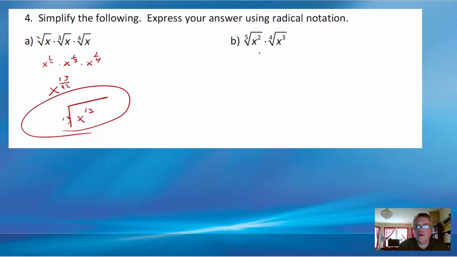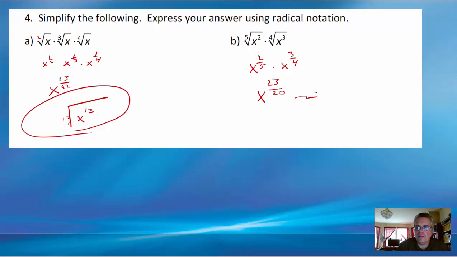On this one, let's convert this to exponential notation. This is x to the 2/5 times x to the 3/4. Again, we can add the exponents. And it turns out that 2/5 plus 3/4 is 23/20. I used the calculator for that. So that's x to the 23 over 20.